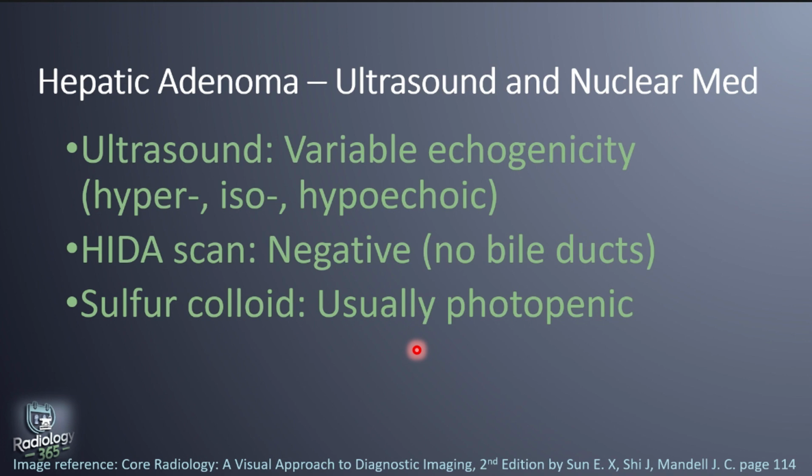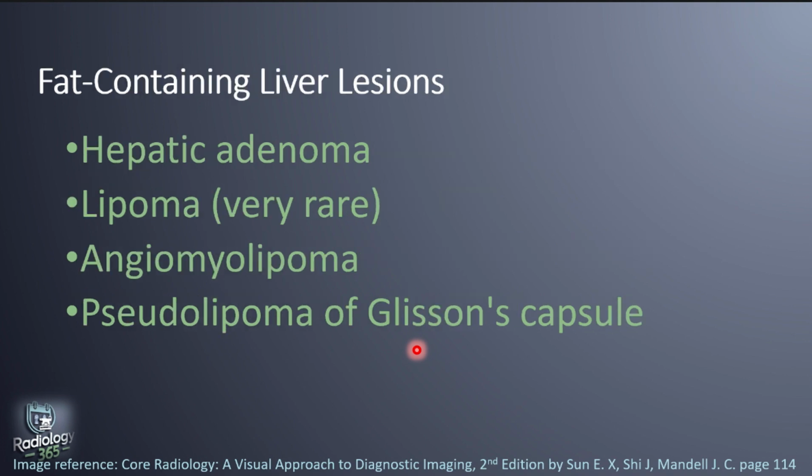Nuclear medicine is also not usually helpful to differentiate adenoma from other liver masses. Adenomas are usually photopenic on technetium-99m sulfur colloid scintigraphy, in contrast to focal nodular hyperplasia, which would pick up the tracer because of the presence of the hepatocytes and Kupffer cells, but not always. There's usually lack of uptake on a HIDA scan, again due to the absence of biliary ductules. In addition to adenomas, other fat-containing lesions in the liver include lipoma, which is very rare, angiomyolipoma, and pseudolipoma of the Glisson's capsule.